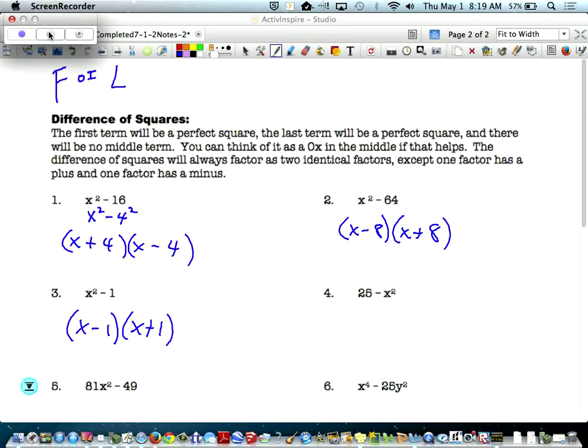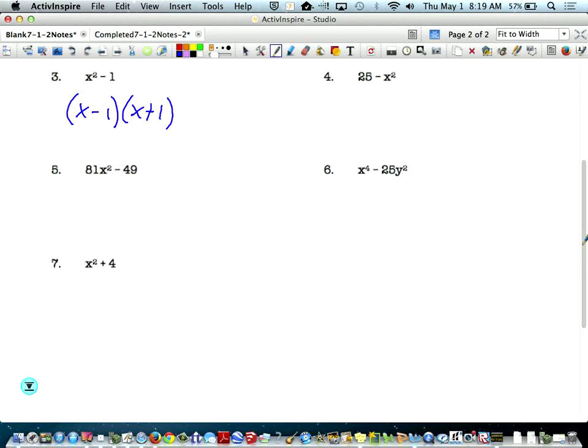Good, good. Sometimes they give it to you in what you think is the wrong order, but it doesn't matter. When you see 25, what's being squared? 5. So it's just a different direction. Wait, we have to write it like that? Yep.